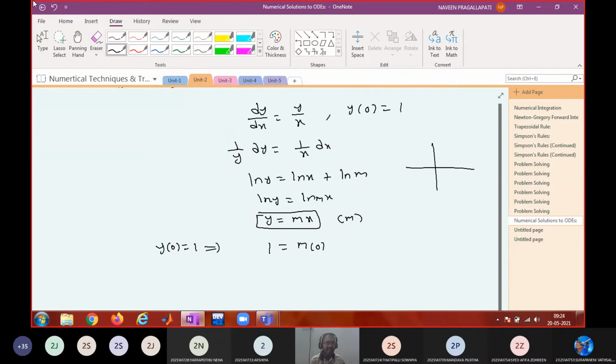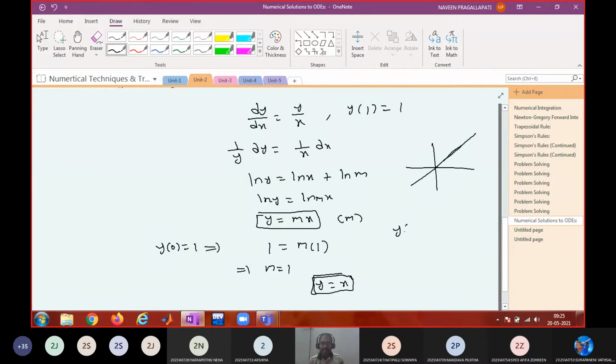So I will change the condition. Let us say y of 1 equal to 1. In that case, what happens? When x equal to 1, y equal to 1. That means m equals 1. So when I substitute m equal to 1, what you are getting? y equal to x. y equal to x is the solution. You are able to express y purely in terms of x. You get a solution which is nothing but a straight line passing through the origin.